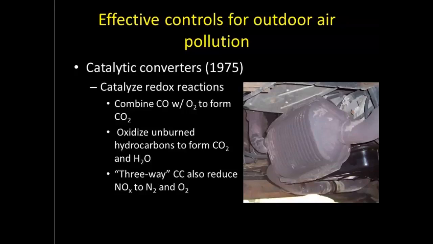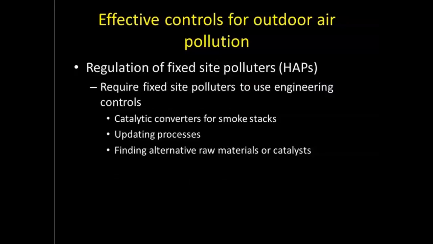The catalytic converters combine carbon monoxide with oxygen to form CO2, which, from a climate change standpoint, isn't great, but it is certainly, in the acute stage, better than carbon monoxide. Also helps to clean unburned hydrocarbons and, in some instances, reduce nitric oxide as well, nitrogen dioxide, I should say, as well. So these are tremendously effective and have been in use for several decades now and probably contribute significantly to the decrease in automobile emissions. So also fixed site, the EPA's fixed site polluters, the regulations have led to engineering controls.